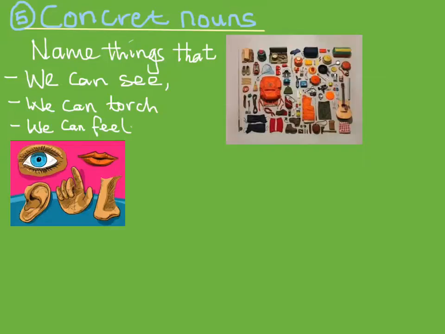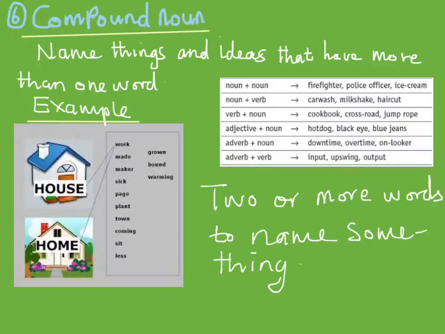Then we also saw concrete nouns that name things that we can see, touch, and feel. Then we also looked at compound nouns that name things using more than one word, from two and above.